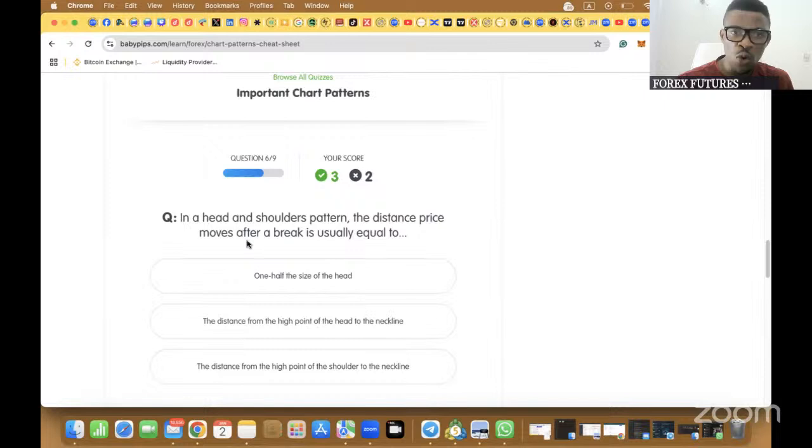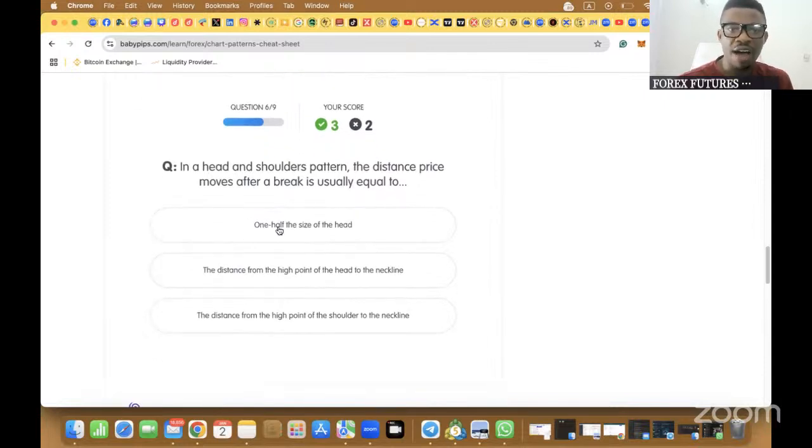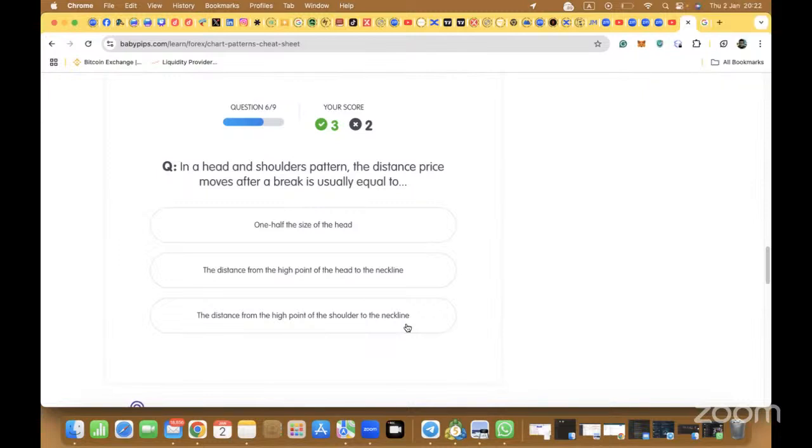In a head and shoulder pattern, the price move after the break is usually equal to half the size of the head, a distance from the high point of the head to the neckline, the distance from the high point of the shoulder to the neckline. Who will tell me the answer? Who will tell us the answer, please? Nobody? It's the third one.